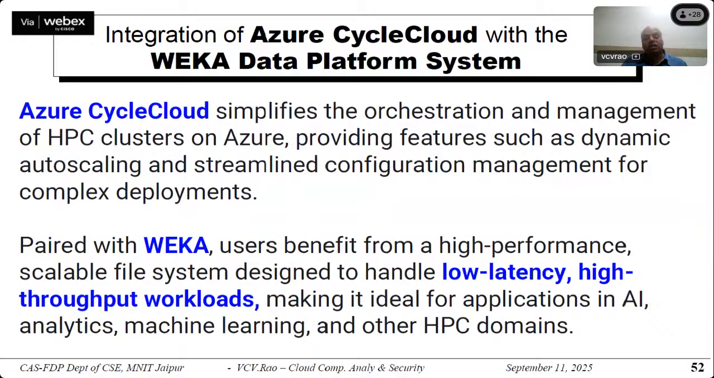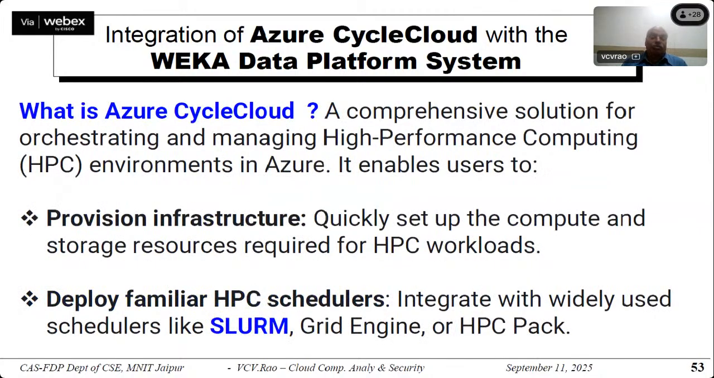Let us see actually. In the Weka, they use Slurm as a load scheduling and job management software. It is designed to handle low latency, high throughput workloads, making it suitable for the high performance domain, as well as AI analytics, as well as machine learning also. Whereas Azure CycleCloud does management of HPC clusters, high throughput clusters, and provides dynamic auto scaling, both will do. So both are basically now integrated. They are available now, and they use a lot of open source software actually.